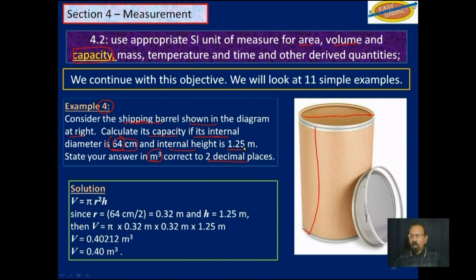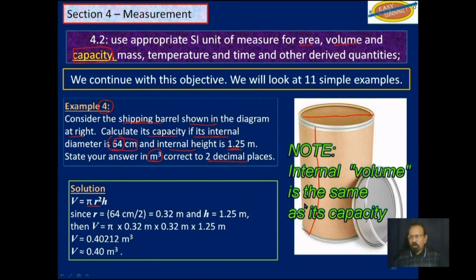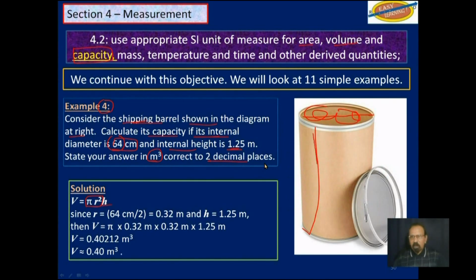is 1.25 meters. So the volume of a cylinder is pi r square, that would be the area of this top here. And then you multiply that by the height, which is this. So pi r square h. The diameter is 64 centimeters, so the radius r will be 64 divided by 2. So we get 0.32 meter. And the height is 1.25 meter. You substitute the numbers in the equation, and you get 0.40212 cubic meter.